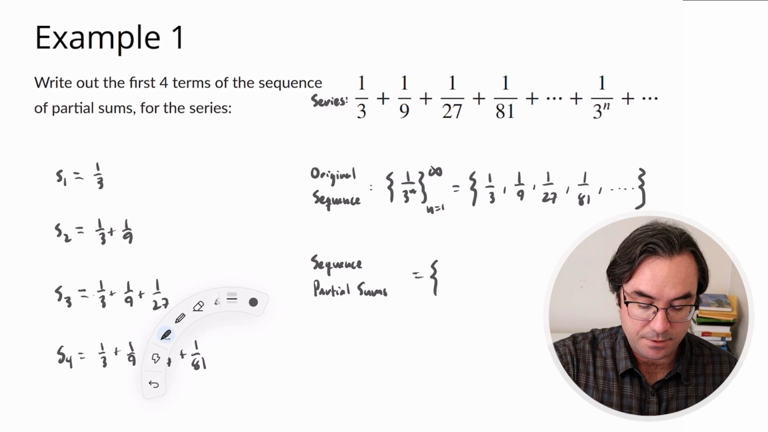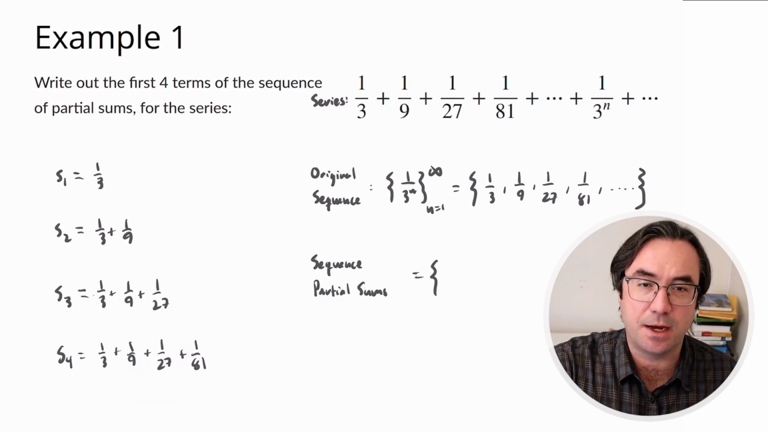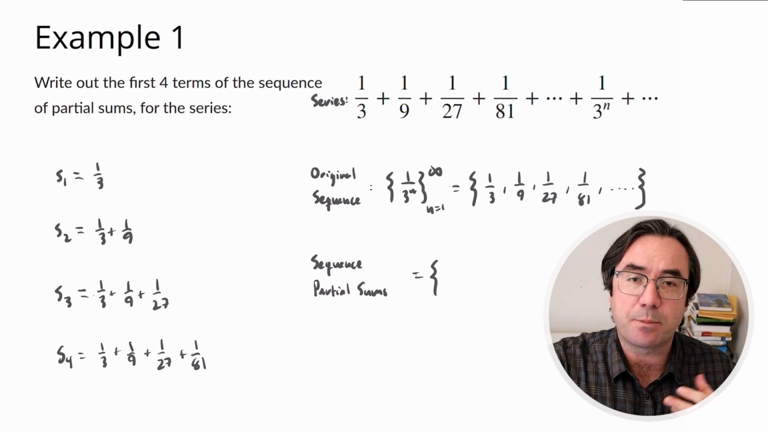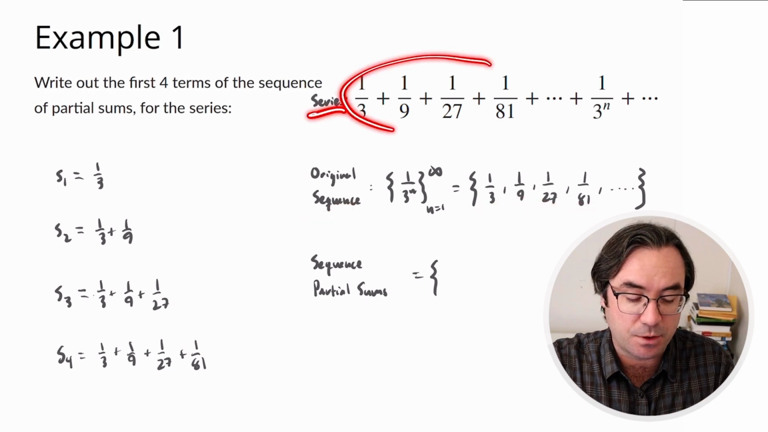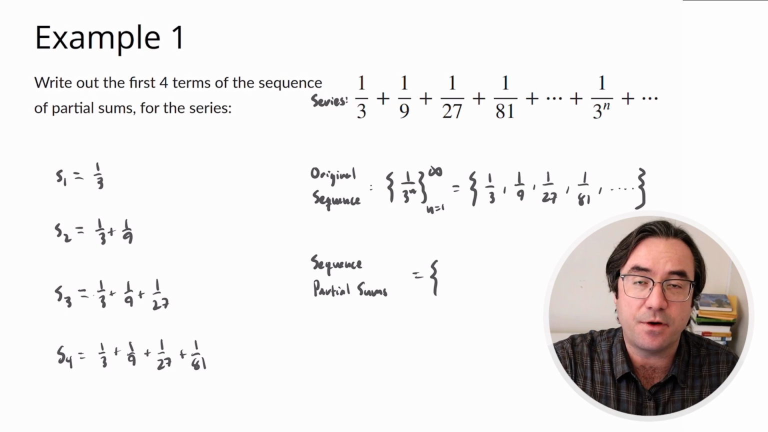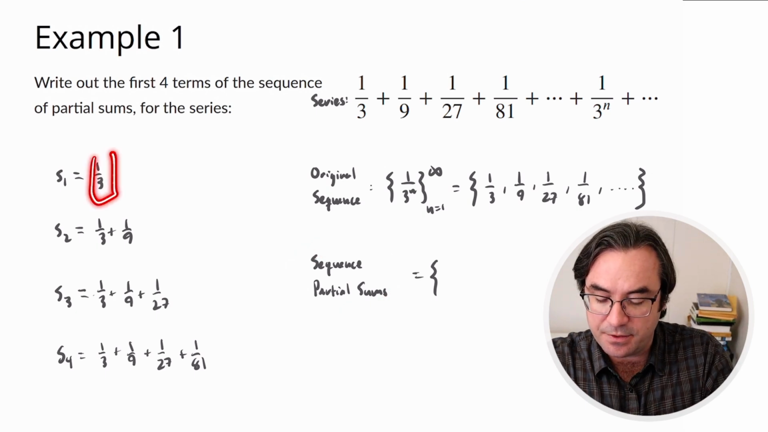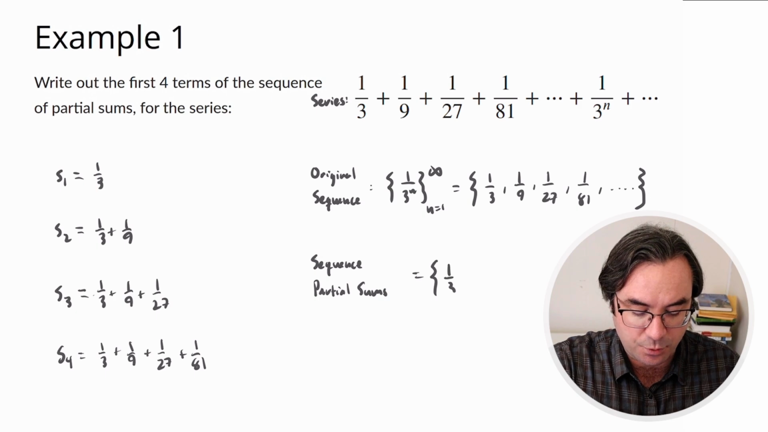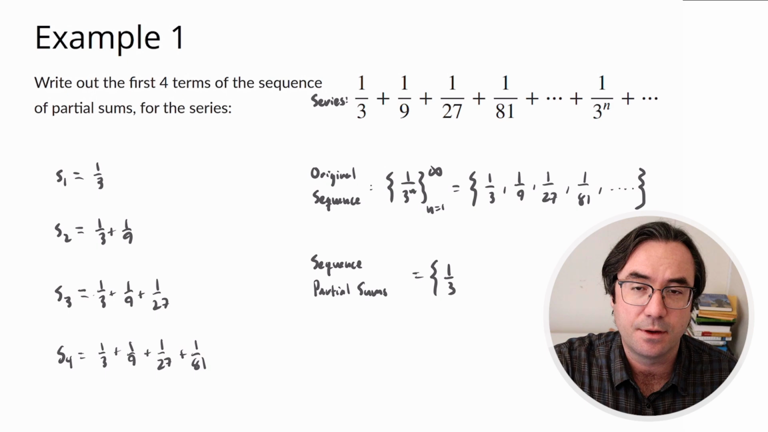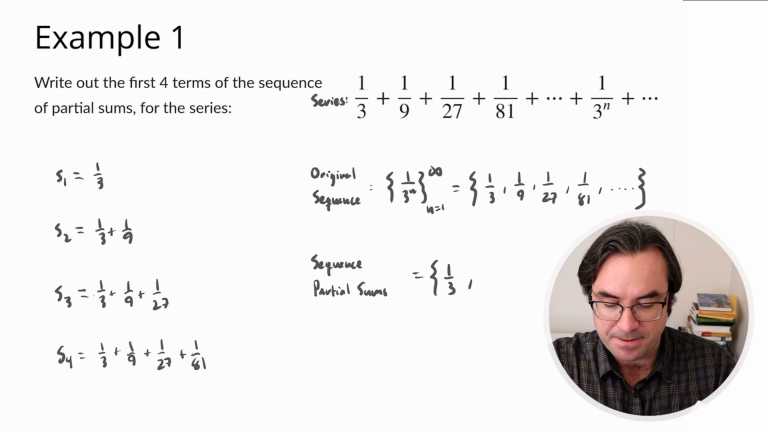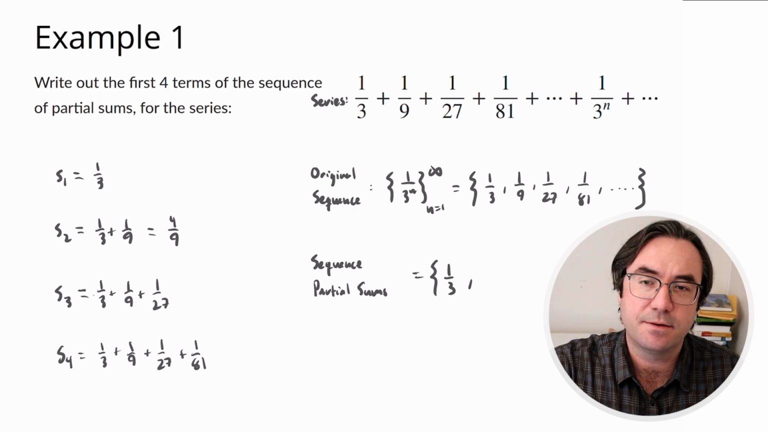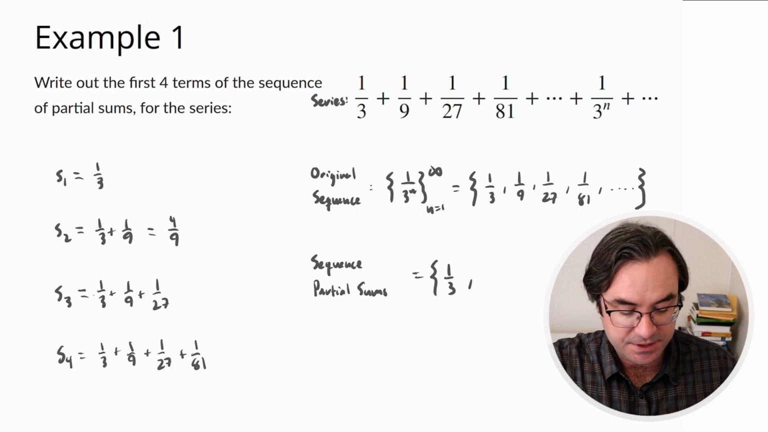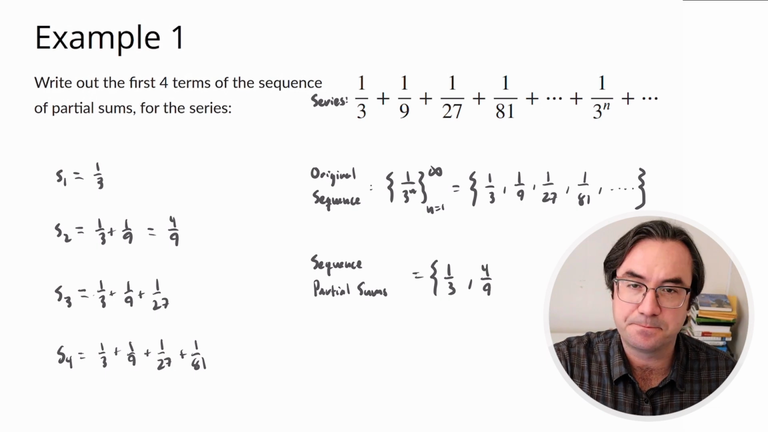Our sequence of partial sums is a brand new sequence. We have our original sequence, which is just the original list. We have our series, where we're trying to add up an infinite number of items. And then we have our sequence of partial sums, which are the terms we found here. The first term of this brand new sequence is 1/3. And then the second term, if we get common denominators, would be 4/9.